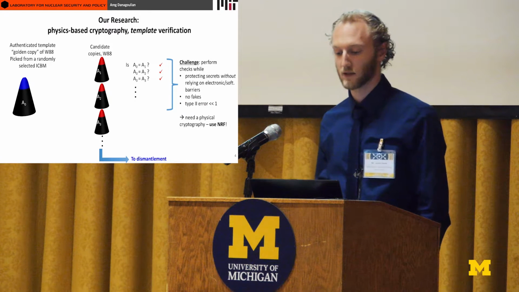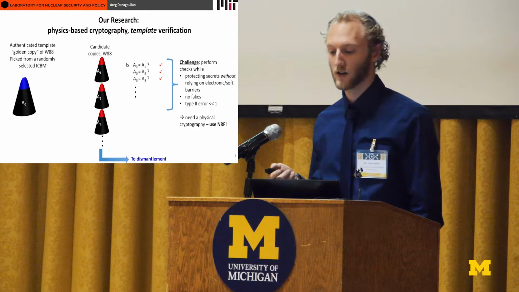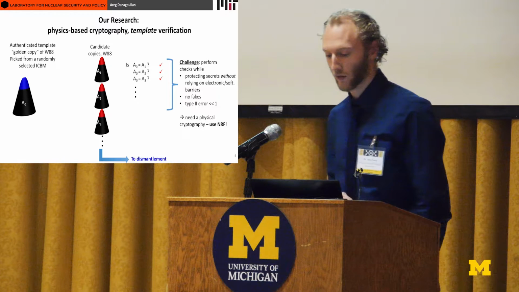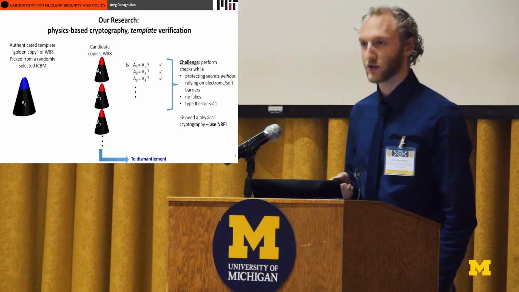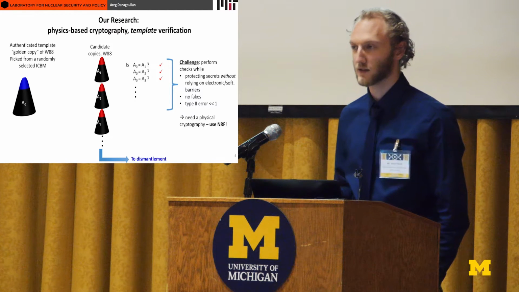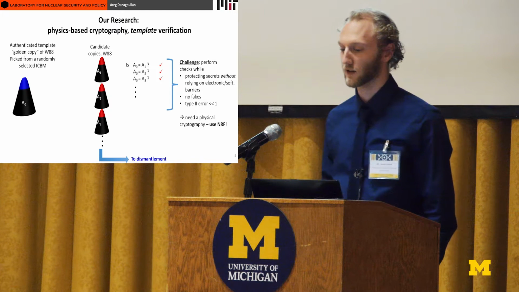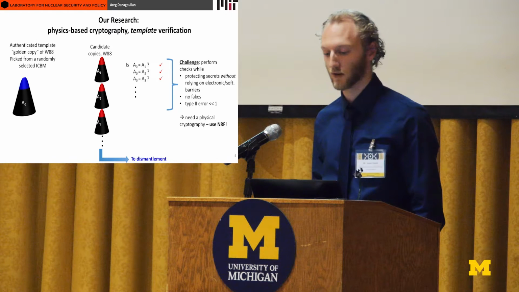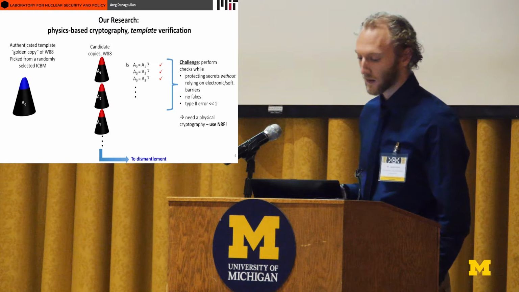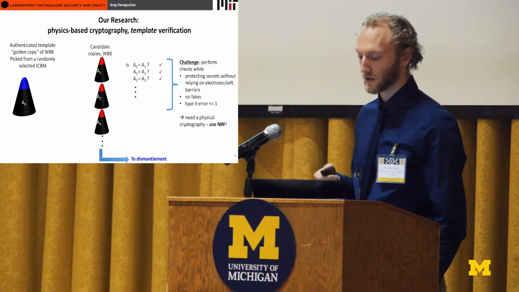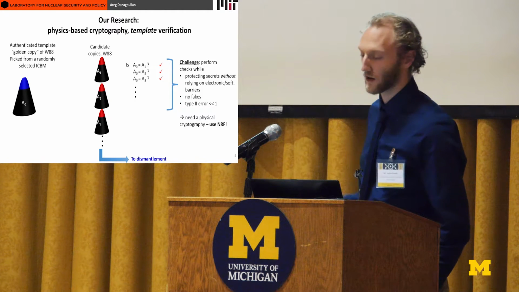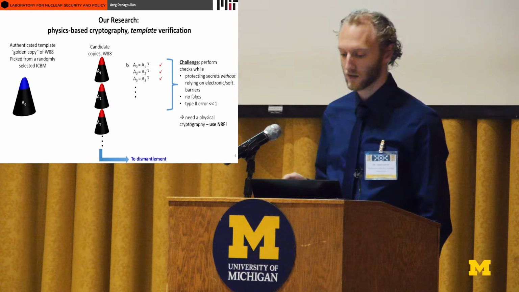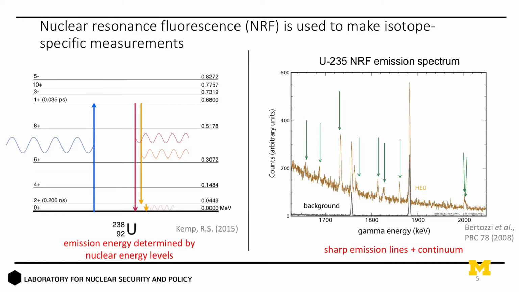So you need to protect the secrets without relying on software barriers that could, in theory, be hacked or bypassed. You want to make sure that you're not accepting any fakes into the dismantlement queue and counting those warheads against the treaty requirements. And you also want to make sure that your type 2 error is much less than 1. So the challenge here is to satisfy all these requirements with a physical process. And the physics process we use is transmission NRF.